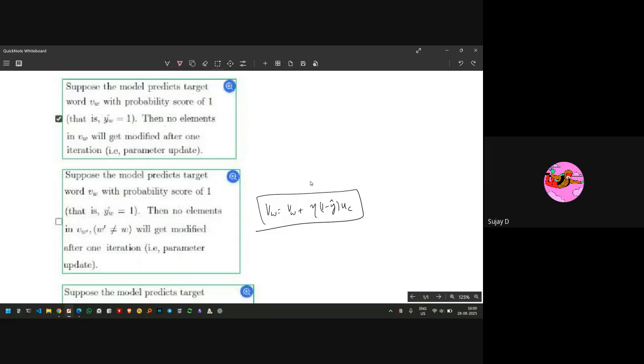So what's the difference between these two? Same, same.